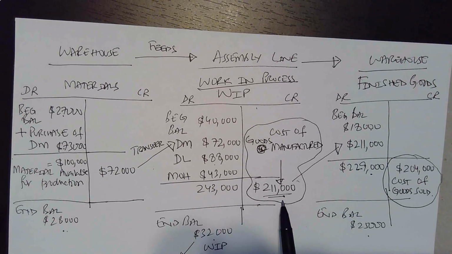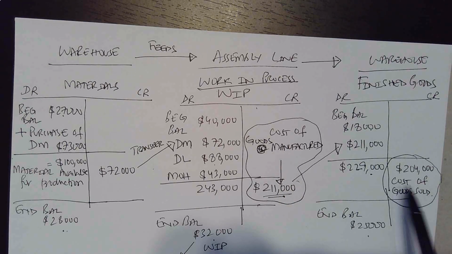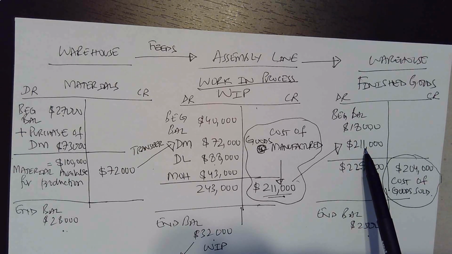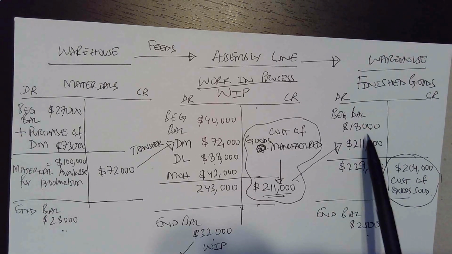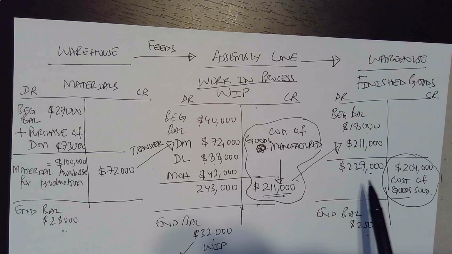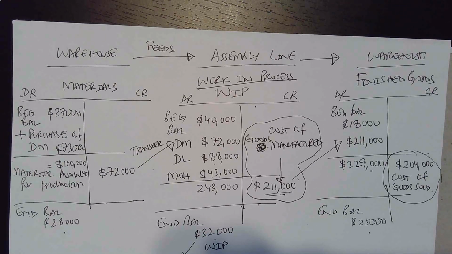So that's how we know that the trucks that we have assembled this time are worth 211,000. So that's what we call cost of goods manufactured, and we transfer this to finished goods, and that's how we know that we sold 204,000 of goods. So we already have 18,000. We transferred 211,000. So we have a total of 229,000. But we have an ending balance of 25,000. That means we have sold goods for $204,000. Please let me know if you have any questions.